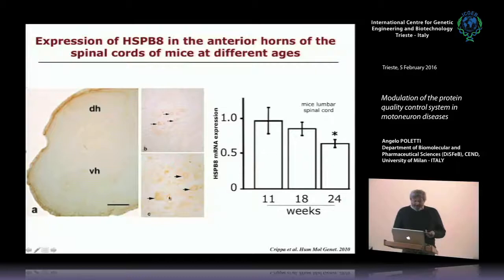HSPB8 is expressed in spinal cord motoneurons, like here, not much in wild-type animals, and the expression declines with age, so we presume the activity also declines with age. And these are all adult-onset diseases, so the motoneurons or the neurons are deprotected when you become older.